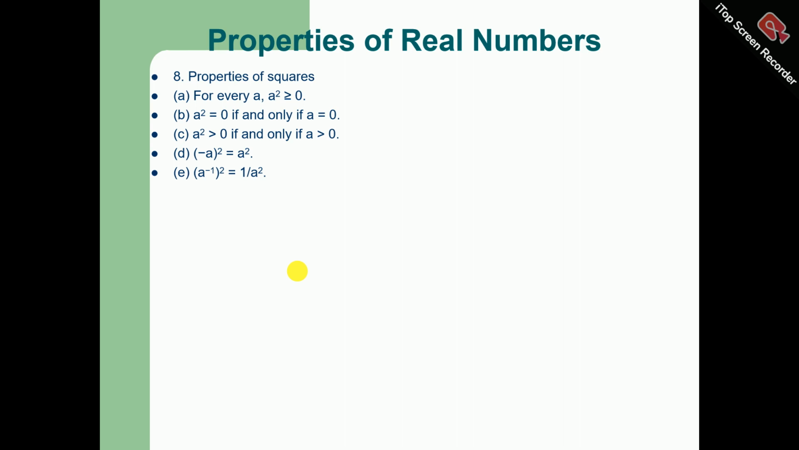A raised to the power minus 1 whole square is equal to 1 divided by a square, that is the reciprocal of a square. If a square is equal to b square, then a is equal to plus minus b. If a is less than b and a and b are both non-negative, then the square of a is less than the square of b.